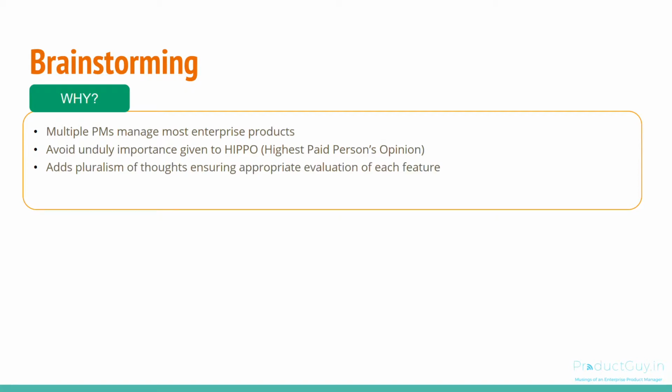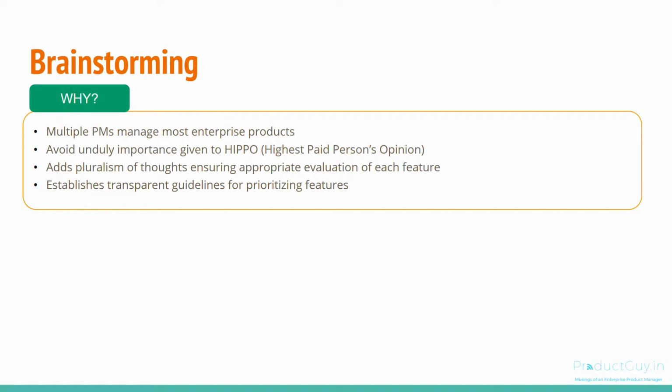Third, brainstorming with multiple stakeholders spreading beyond the PM team can add pluralism of thoughts, ensuring fair evaluation of each feature. Finally, brainstorming establishes transparent guidelines for the prioritization process, and every stakeholder will have a firm view of the customer value delivered by each feature prioritized in the upcoming release.